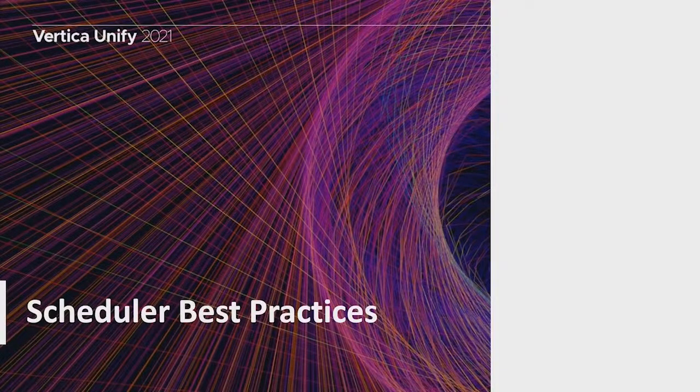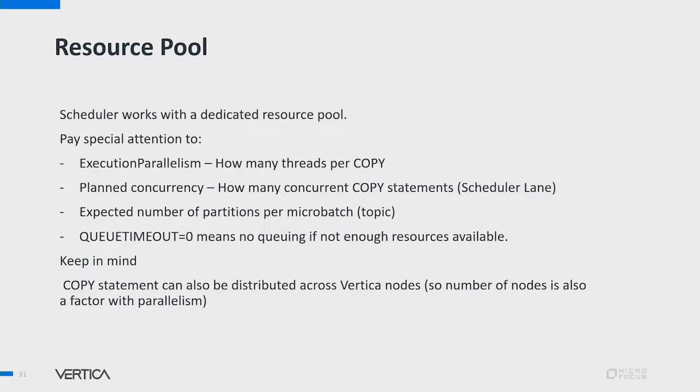If we talk about some of the best practices about schedulers, there are a few things that we need to consider. First thing is that we always recommend to create a separate resource pool for Kafka schedulers. And for this resource pool, these are the parameters that are most important. I mentioned earlier that execution parallelism decides how many threads Vertica will use per copy statement. Planned concurrency means how many concurrent copy data load commands will run. And the expected number of partitions per microbatch.